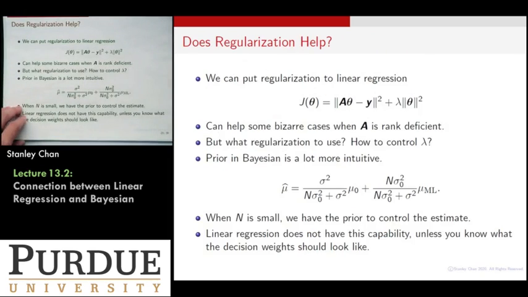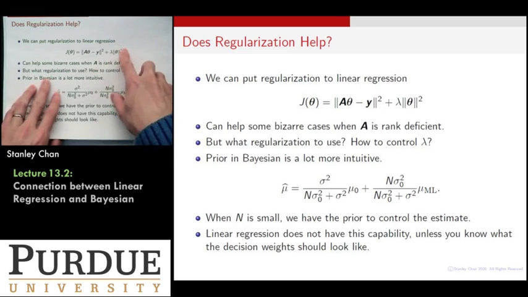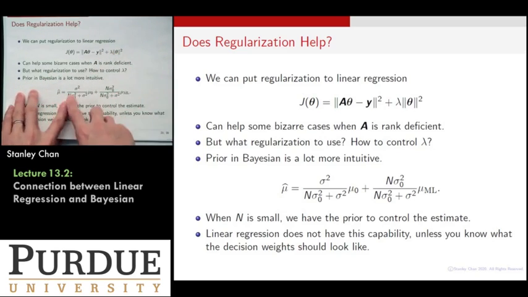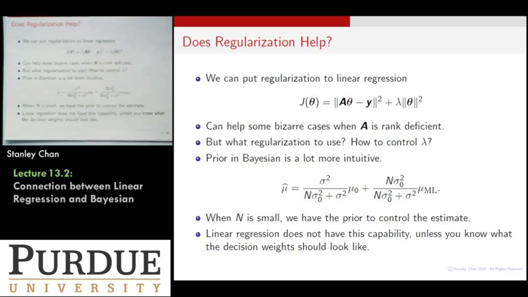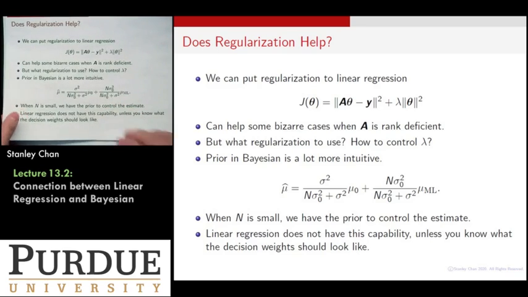Okay, so now we can also ask, will regularization help? Indeed, regularization helps, because when you don't have enough training samples, this Bayesian approach will help you find a better mean and a better variance. Linear regression doesn't have this, unless you put a ridge regression kind of approach into your model.